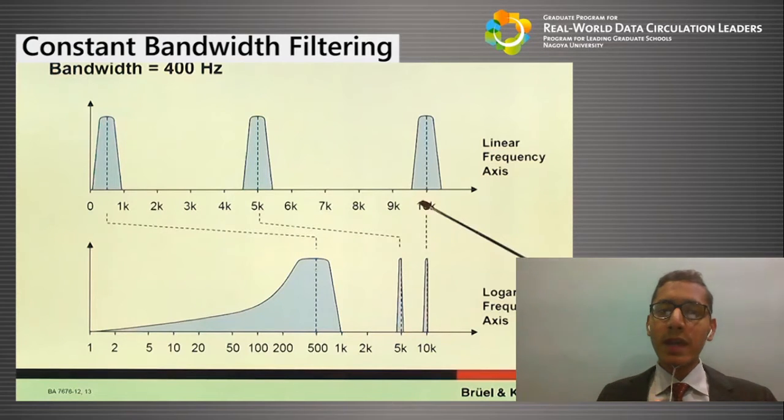Now, in constant bandwidth filtering, the bandwidth is constant at 400 Hertz. We see its relations in linear frequency axis and in logarithmic frequency axis, where the bandwidth is being kept constant. Now, in the linear frequency axis, we have one bandwidth of 400 Hertz. Then, after a uniform distance, we have another peak of 400 Hertz, and then after another uniform distance, we have another peak of 400 Hertz.